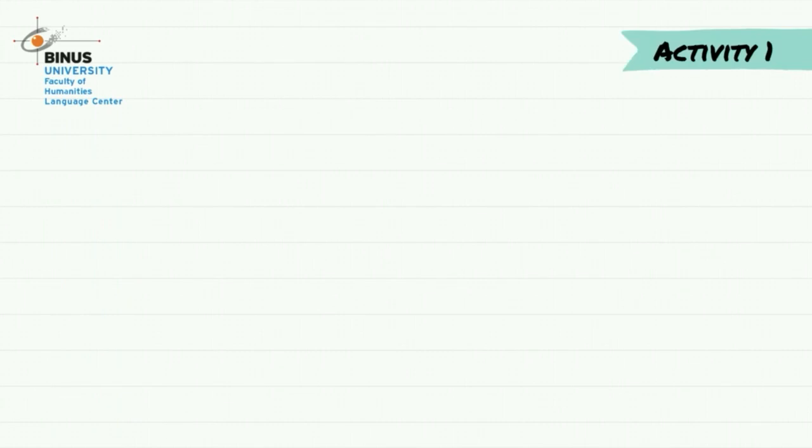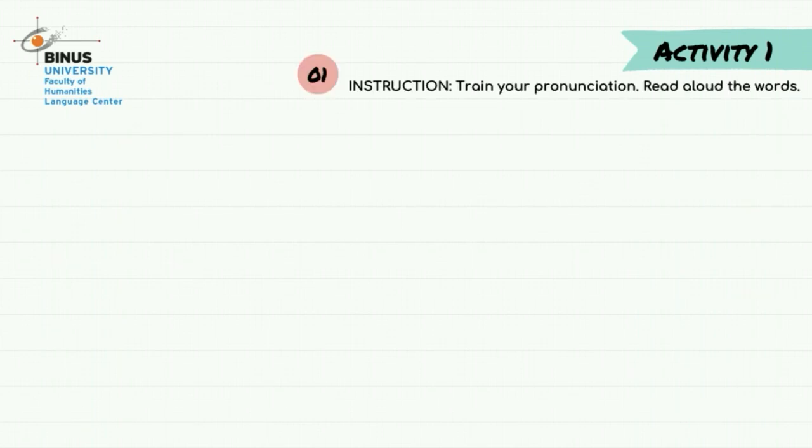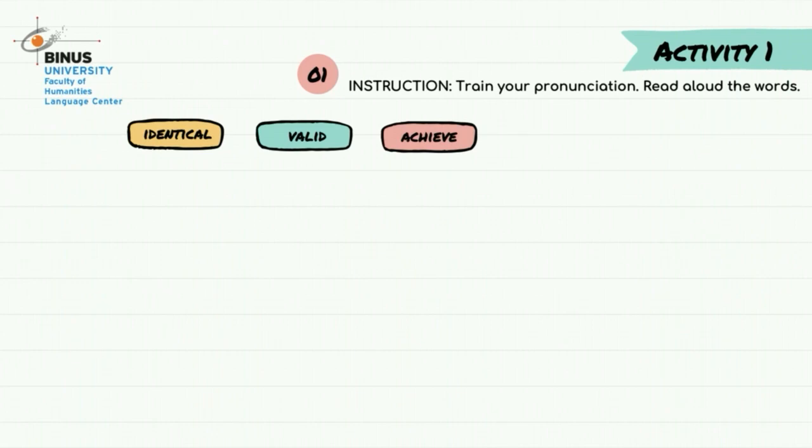We're going to do some activities in this video. First things first, try to train your pronunciation by reading aloud the words below. Number 1, identical. Number 2, valid. Number 3, achieve. Number 4, ignore. Number 5, occur. Right, how does it go? I hope you're going great in your pronunciation. Now let's move on to the next activity.